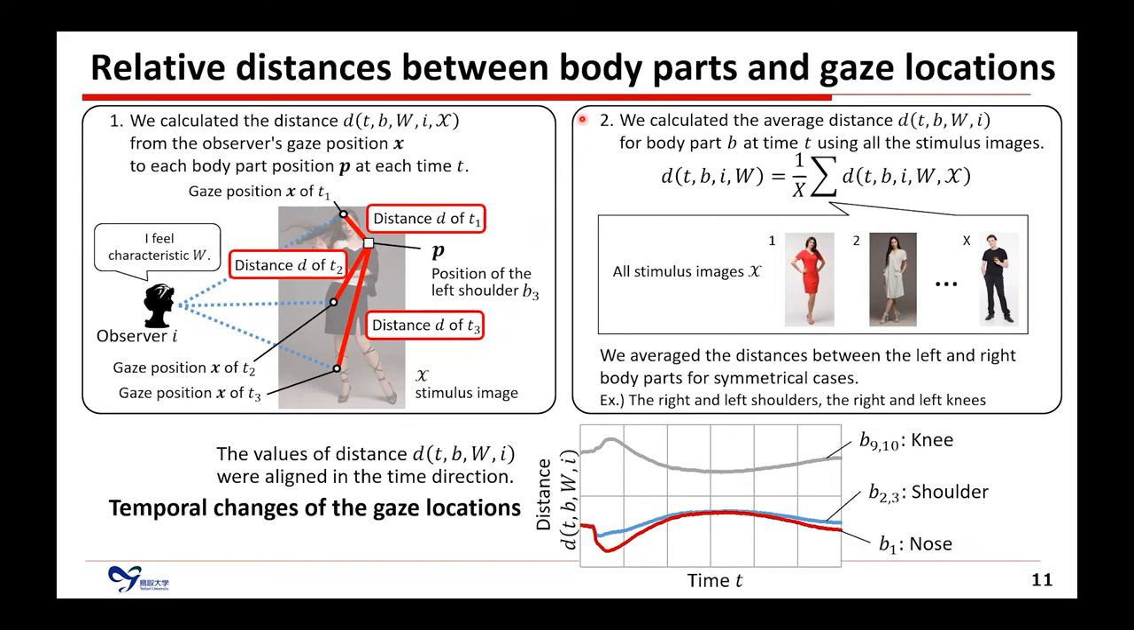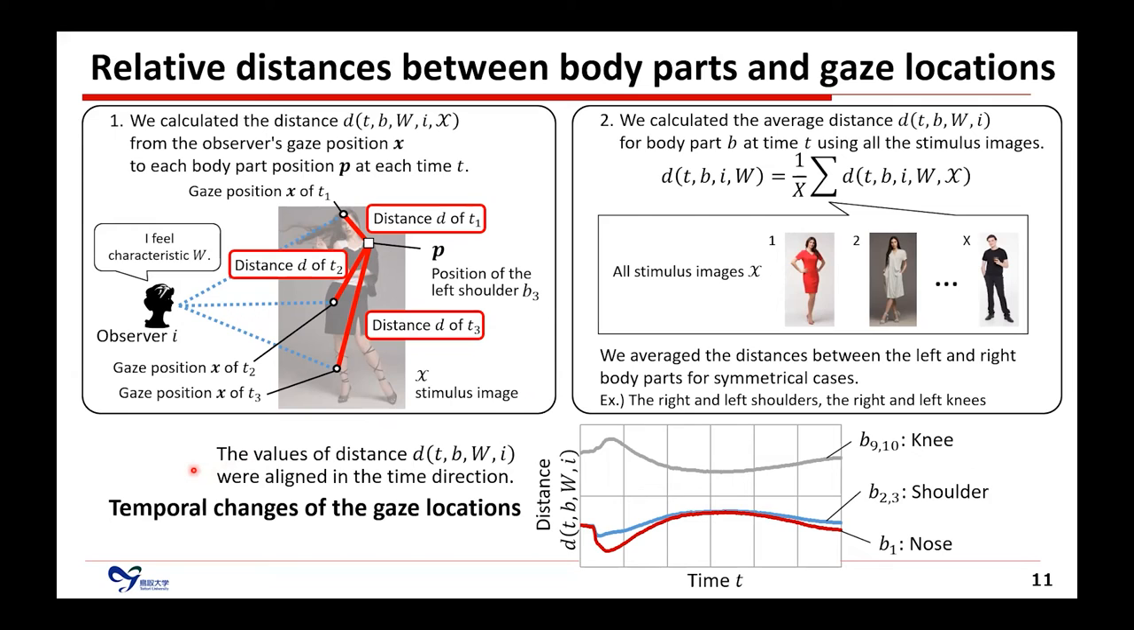Second, we calculated the average distance from body part B at time t using all the stimulus images. The average distance was calculated by this equation. We average the distances between left and right body parts for symmetrical cases.